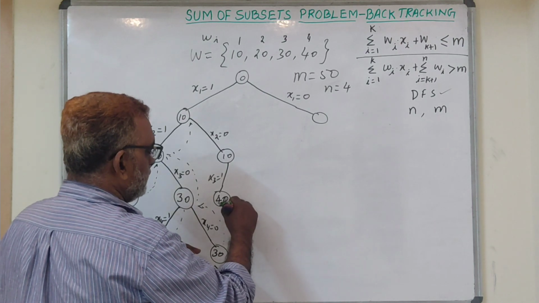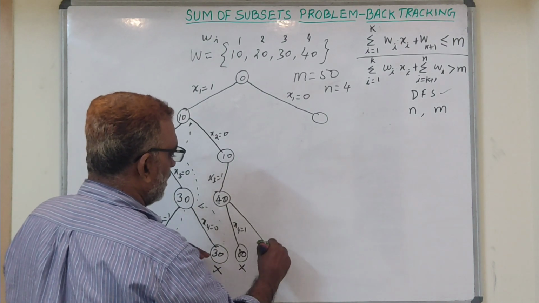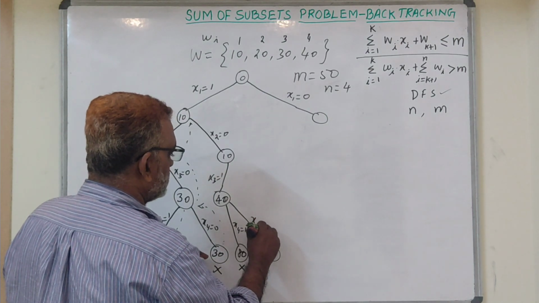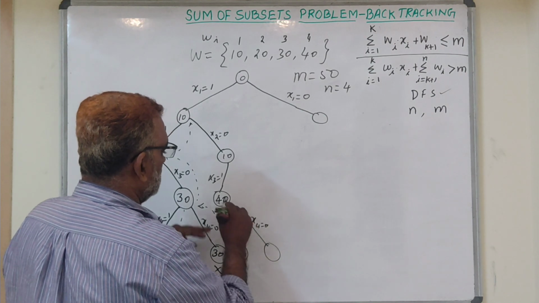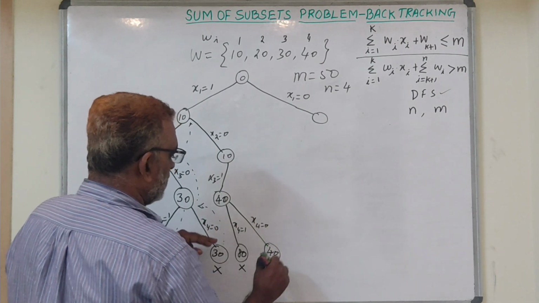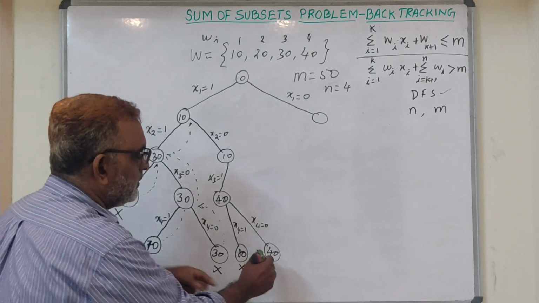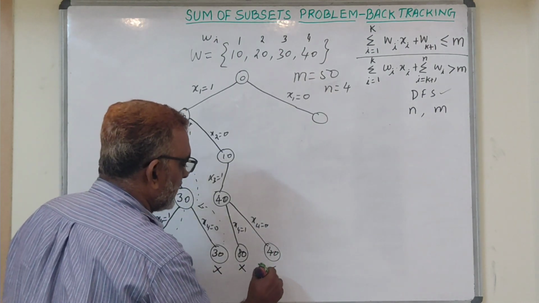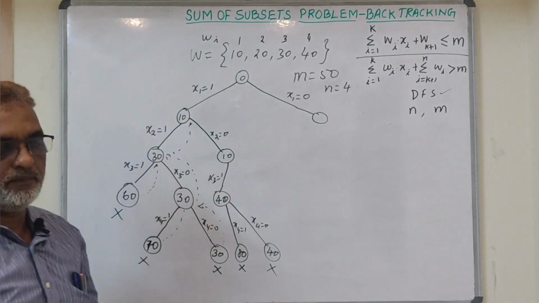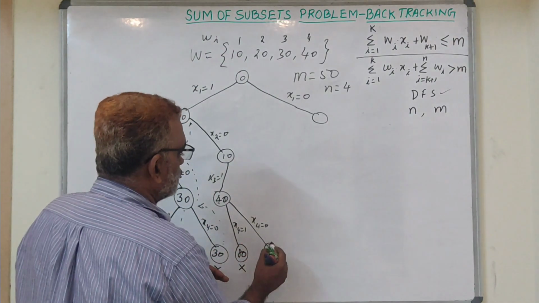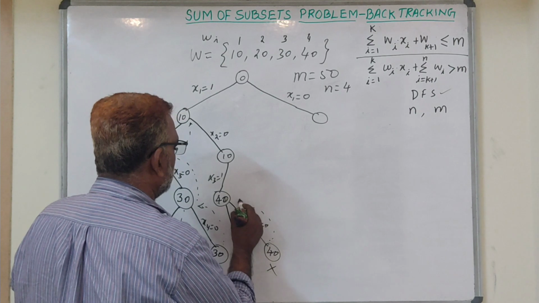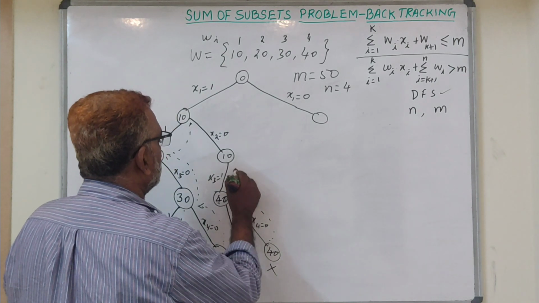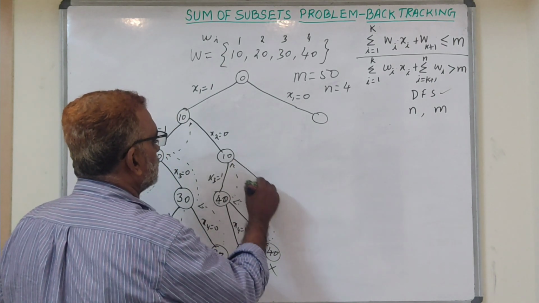So now again proceed with x4 not included in the list. x4 is equal to 0. So 40, you got the value 40. Again, no more space to proceed, no more value to explore. So again, it is terminated. So now again you have to backtrack from here.